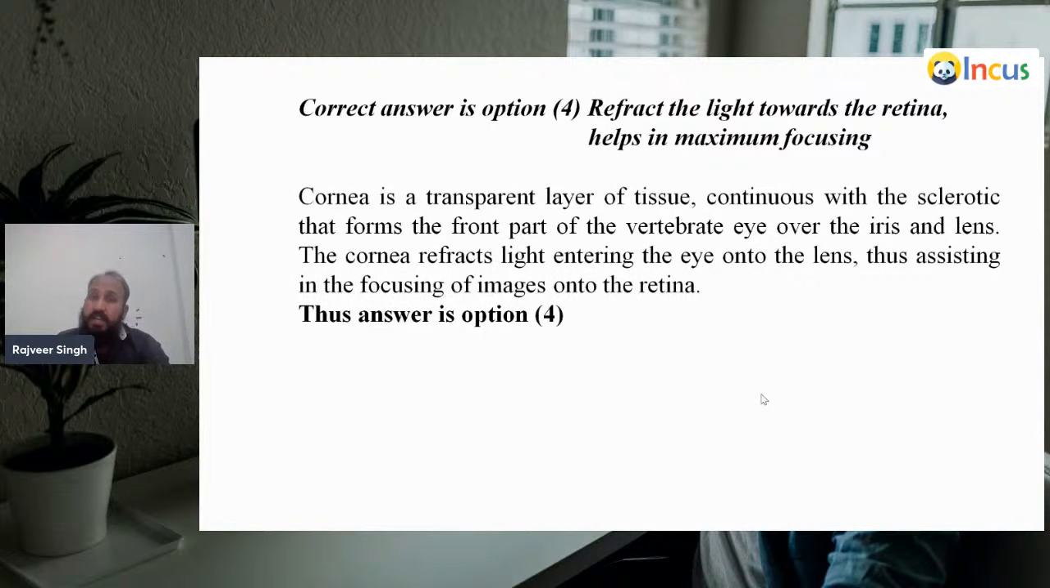If I describe this answer, the cornea is a transparent layer of tissue, as we know very well, continuous with the sclera, that forms the front part of the vertebrate eye over the iris and the lens. The cornea refracts light entering the eye onto the lens, thus assisting in the focusing of the image onto the retina. So the answer will be fourth.